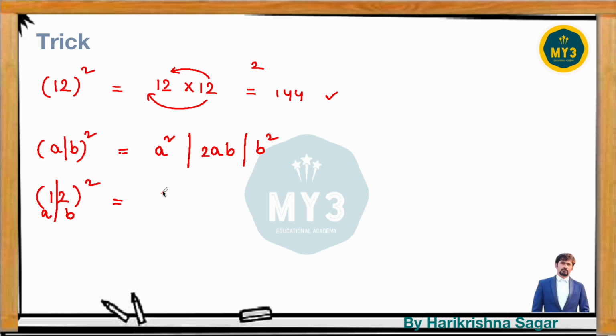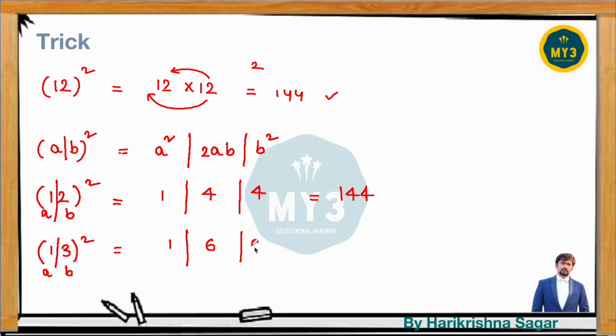a² means 1 square, which is 1. 2ab means 2 times 1 into 2, which is equal to 4. b² means 2 square, which is equal to 4. So your result is 144. And that's how we can find out the square of any number. For example, if I want to find out 13 square value, so we can split a and b like this. A value is 1, b value is 3. And apply (a + b)² here. 1 square is 1. 2ab is nothing but 2 times 1 into 3, which is 6, and 3 square is 9. So your answer is 169.